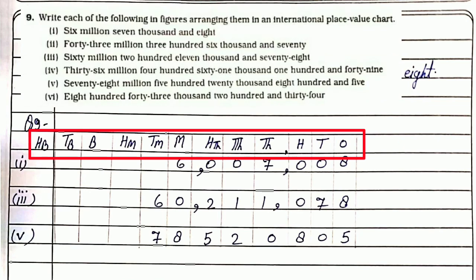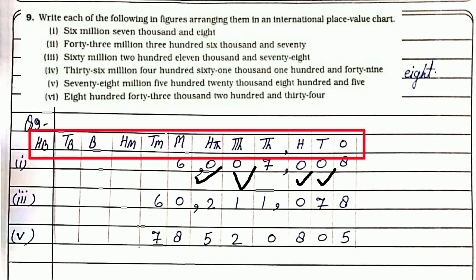Now in the first part, 6 million is given, so we will write 6 in the million place. Then 7,000 is given, so in the thousands place we will write 7, and then 8 is given, so in the ones place we will write 8. All the empty places we will write 0, because no numbers are given.